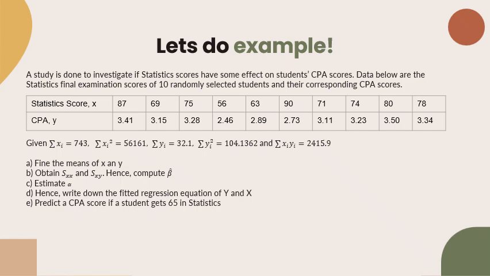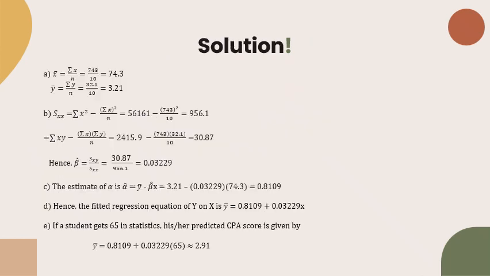And the first question is, A, find the mean of x and y. B, obtain Sxx and Sxy, hence compute beta hat. C, estimate alpha hat, hence write down the fitted regression equation of y and x. And lastly, predict a CPA score if the student gets 65 in the statistics. So how can we solve the problems?